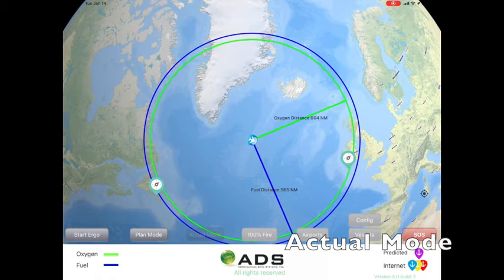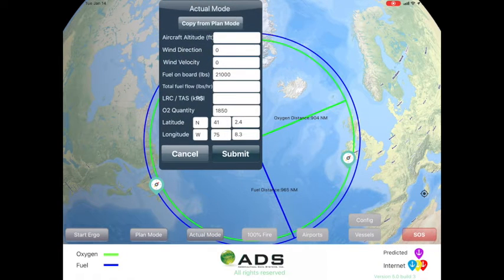Actual mode. Selecting actual mode allows the pilot to enter real-time data, and it will display actual fuel and oxygen reserves around current aircraft position. For convenience, a copy from the plan mode tab is available, and it will enter data already provided from the plan mode.